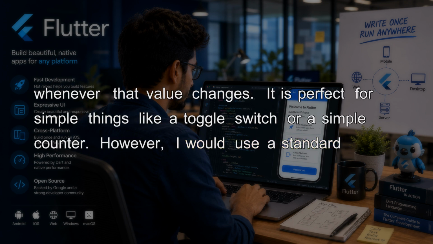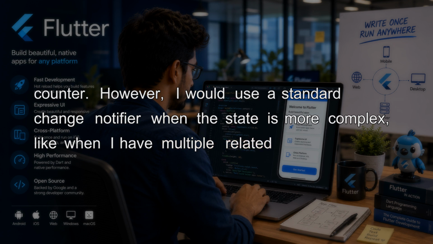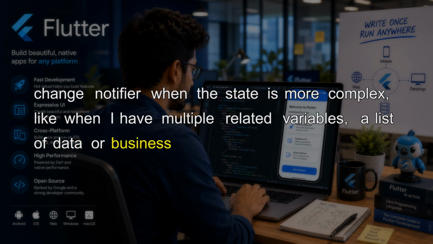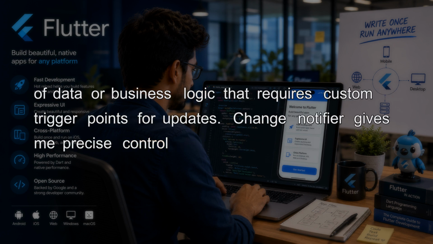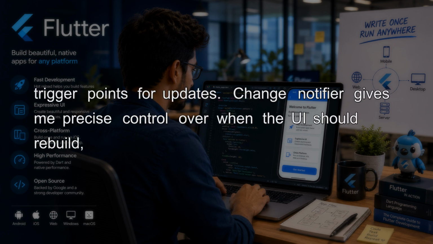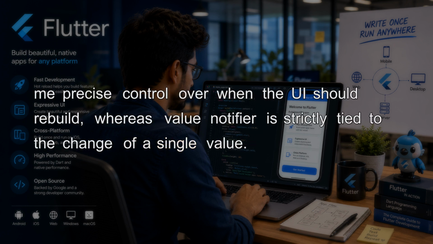However, I would use a standard ChangeNotifier when the state is more complex, like when I have multiple related variables, a list of data, or business logic that requires custom trigger points for updates. ChangeNotifier gives me precise control over when the UI should rebuild, whereas ValueNotifier is strictly tied to the change of a single value.